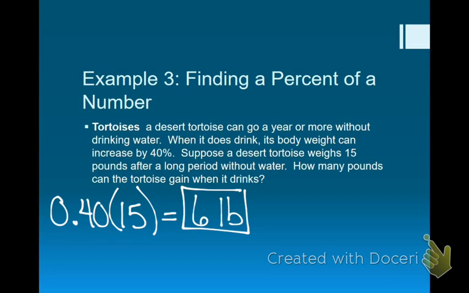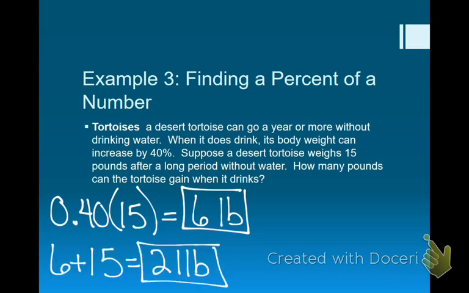So now here's my application question. If he can gain 6 pounds, how much does he weigh now? 21 pounds. I add it to the existing weight, and that's how much he weighs now. And now he can go another year without drinking water, which is helpful, right? Since he lives in the desert and there's not a whole lot of water available. Okay, he doesn't have to drink water every single day. Okay, so that's finding the percentage of a number.